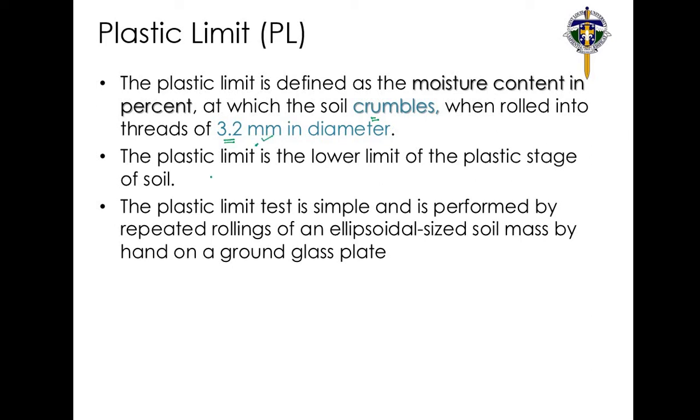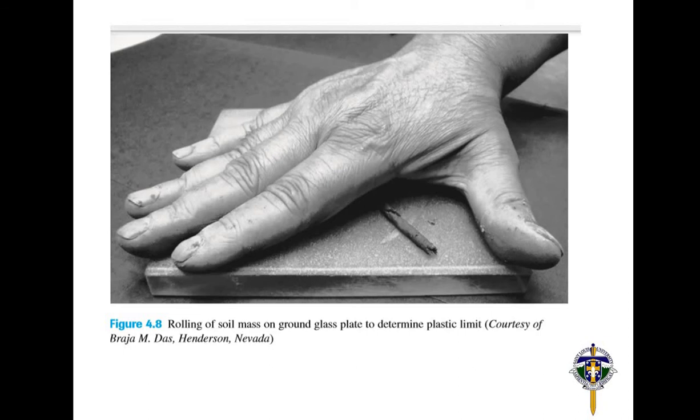So the plastic limit is the lower limit of the plastic stage of the soil. The plastic limit test is simple and is performed with the repeated rollings of an ellipsoidal-sized soil mass by hand on the ground glass plate. So this is illustrated also in the video presentation. Alright, on the picture, ganito ang itsura niya. Kapag niroll mo na siya at nag-crumble, so you can get a sample and put it in the oven dry for you to determine the moisture content.